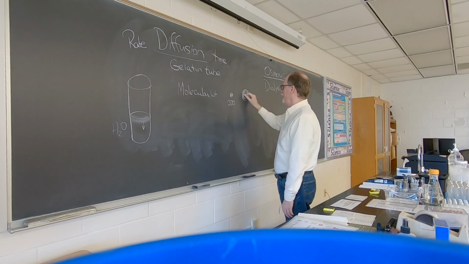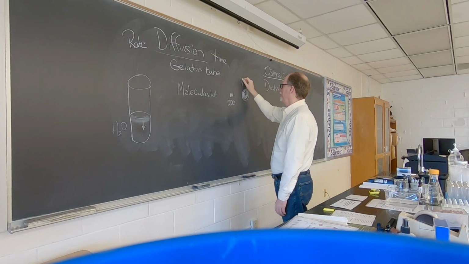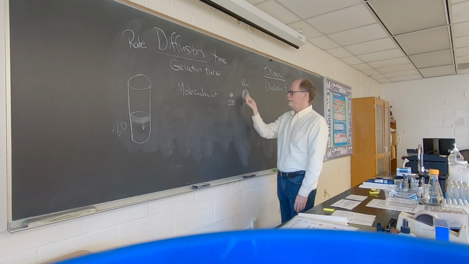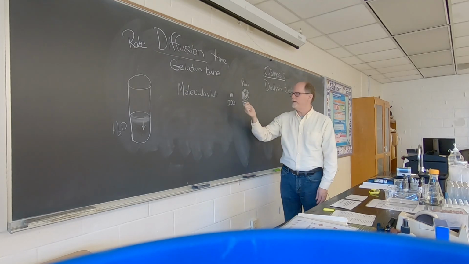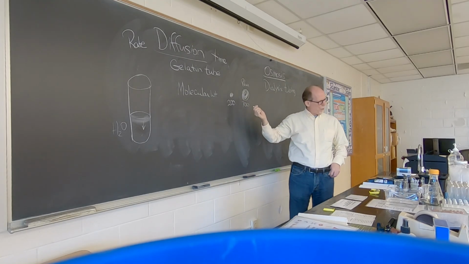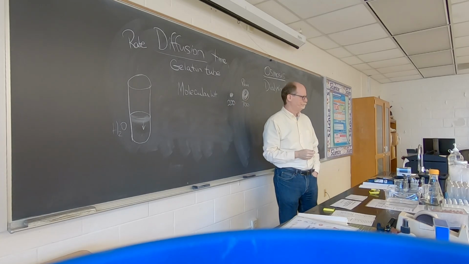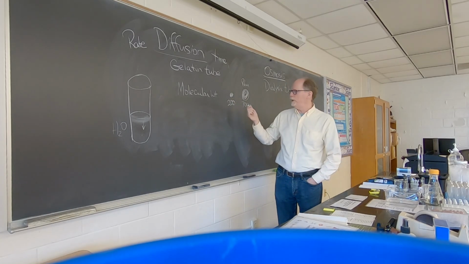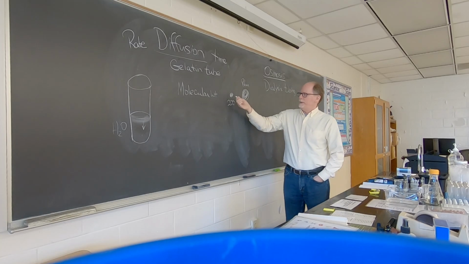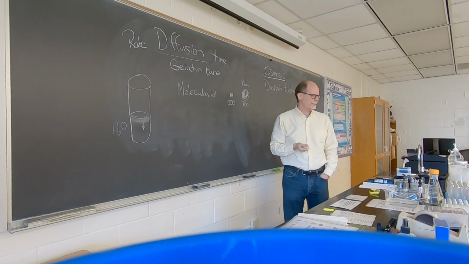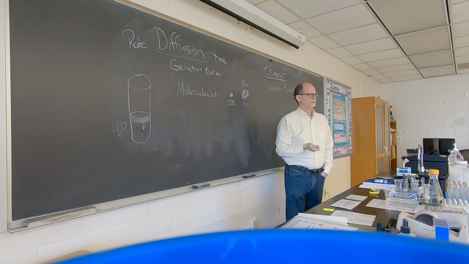Compared to the blue dye, it's bigger, it's around 700, right? So the molecular weight of the blue dye is a bit more than the molecular weight for the yellow. So what would you expect? Would you expect this one to diffuse faster than this one, or vice versa? The smaller one, the yellow.